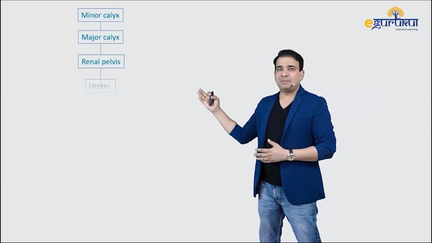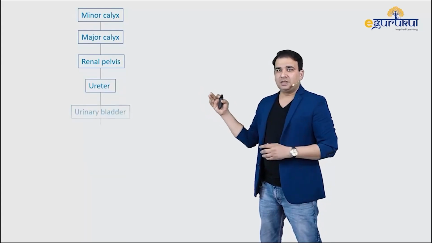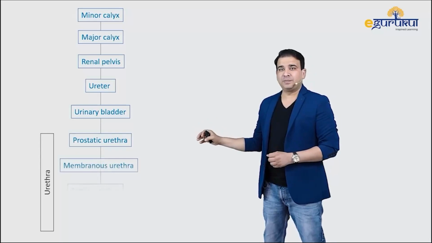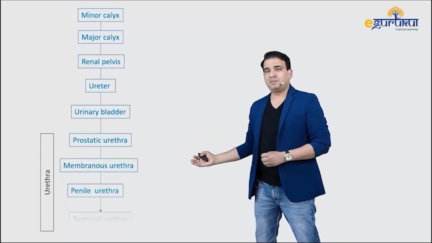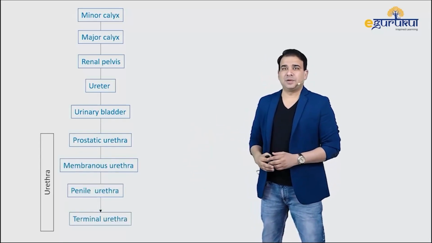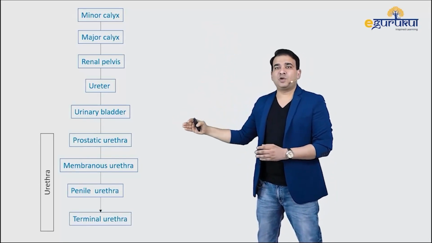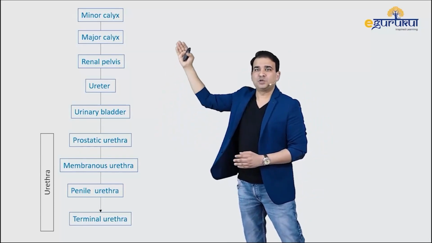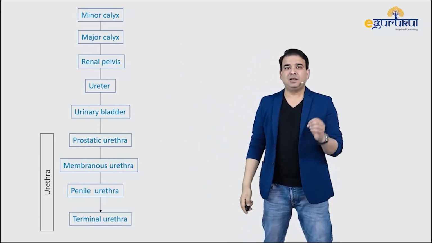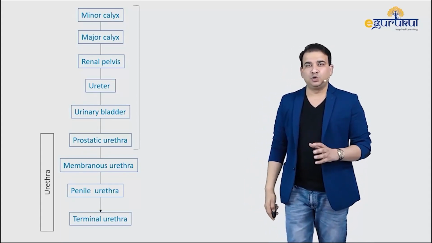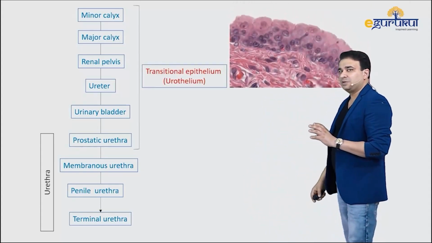Now the rest of the urinary tract passage consists of the minor calyx, the major calyx, the renal papillae, then the ureter, the urinary bladder, and even the proximal part of the urethra, that is the prostatic urethra. And then we have the membranous urethra, penile urethra, and then the terminal urethra. So starting all the way from the minor calyx till the prostatic urethra, all this portion has the typical lining epithelium of the urinary tract, that is a transitional epithelium or the urothelium.